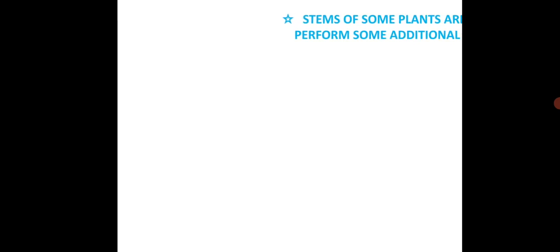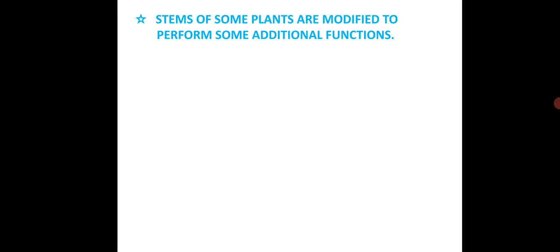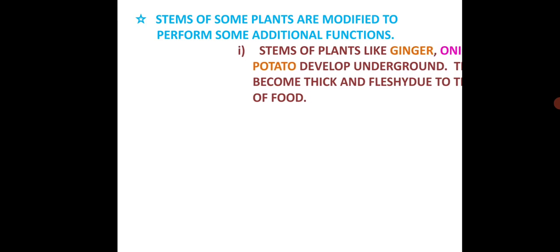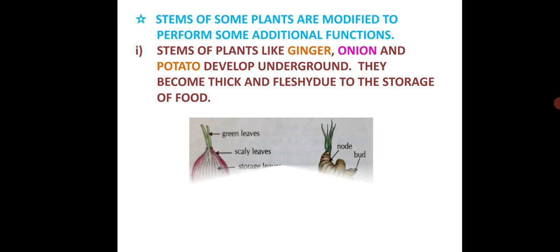Stems of some plants are modified to perform some additional function. Let us study some of the stem modifications and their functions. Stems of plants like ginger, onion, and potato develop underground. They become thick and fleshy due to the storage of food.